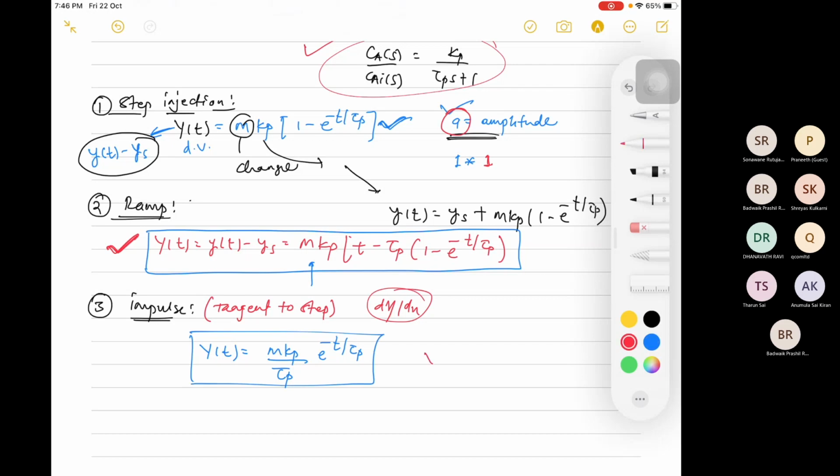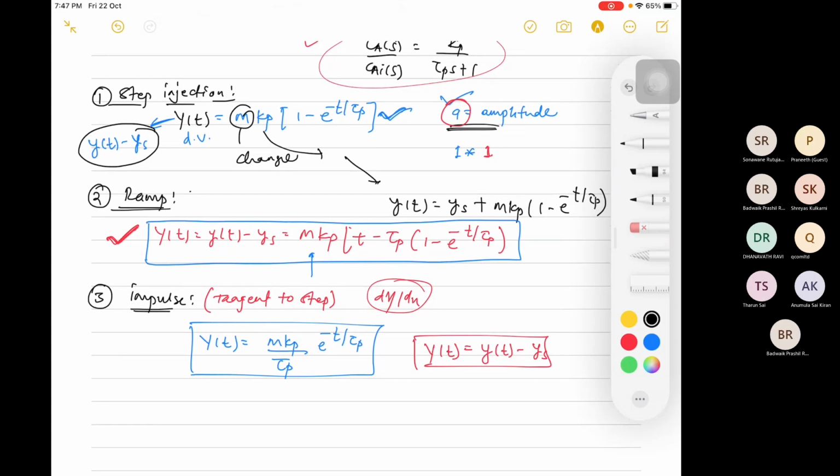And again I am focusing, capital Y of t is equal to small y of t minus y of s. This is really very important. Please don't make any blunder over there, right? If you are asked what is the output, you need to report small y of t and not capital Y of t. You need to report small y of t.